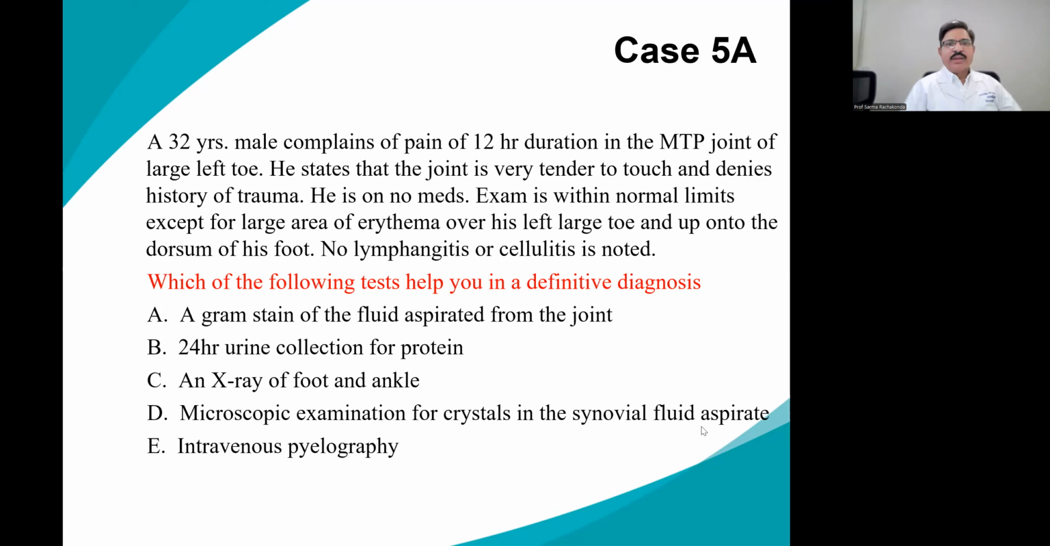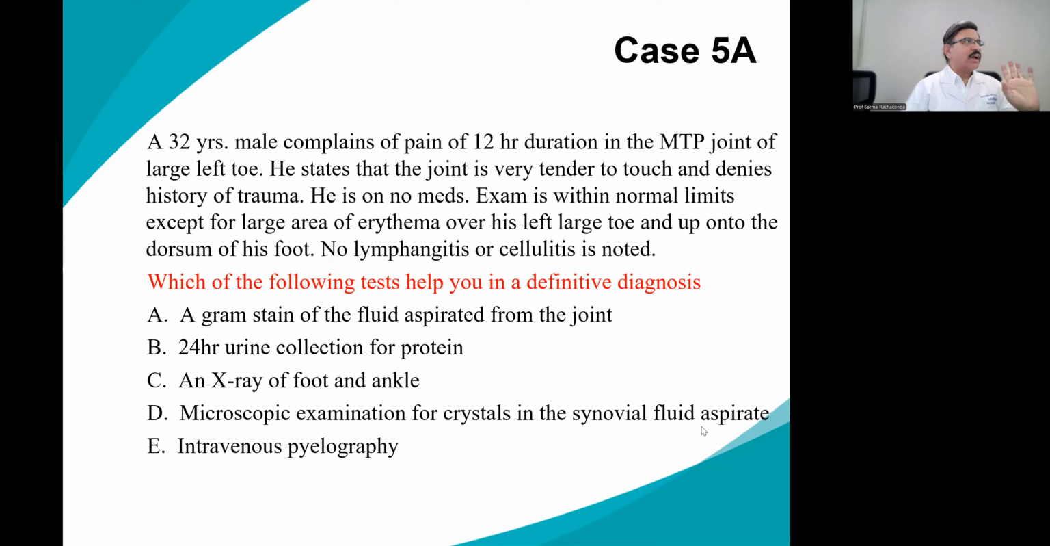Okay, he is on no medication, 32-year-old fellow. Exam is normal. Large area of erythema over the left leg and toe, the left great toe, up onto the dorsum of the foot. There's no filarial lymphangitis or any cellulitis. That also is ruled out, because any erythema and swelling of the foot can be lymphangitis or cellulitis. Now, he is having acute pain suggestive of an acute attack. How do I confirm the diagnosis?